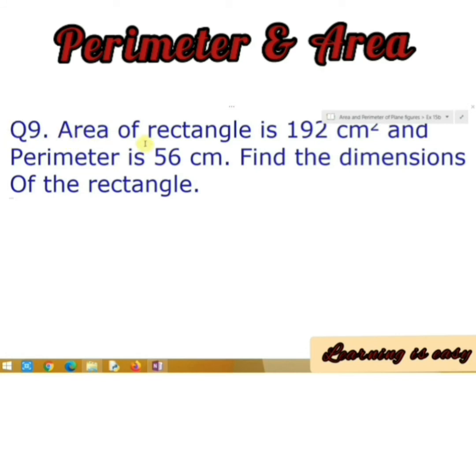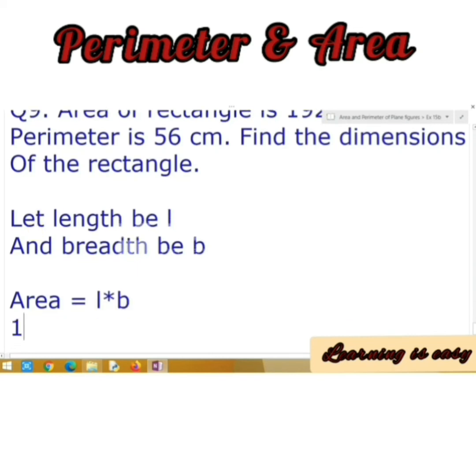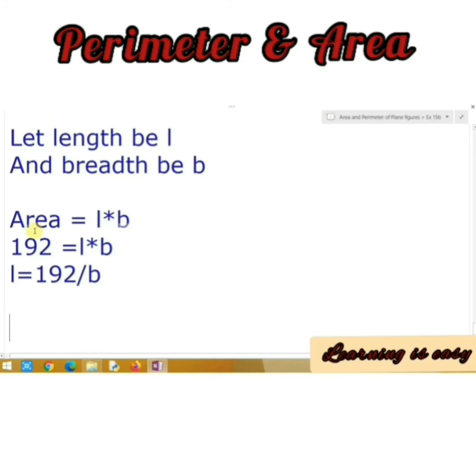Next, question 9. Area of the rectangle is given and the perimeter is also given. Find the dimensions. So that's going to be length and the breadth of the rectangle. That's the dimension. So let the length be L and breadth be B. Let's assume with two variables since we do not have those data. Area is going to be L into B. We have the LHS. So 192 equal to L into B. So we can write length as 192 divided by B.